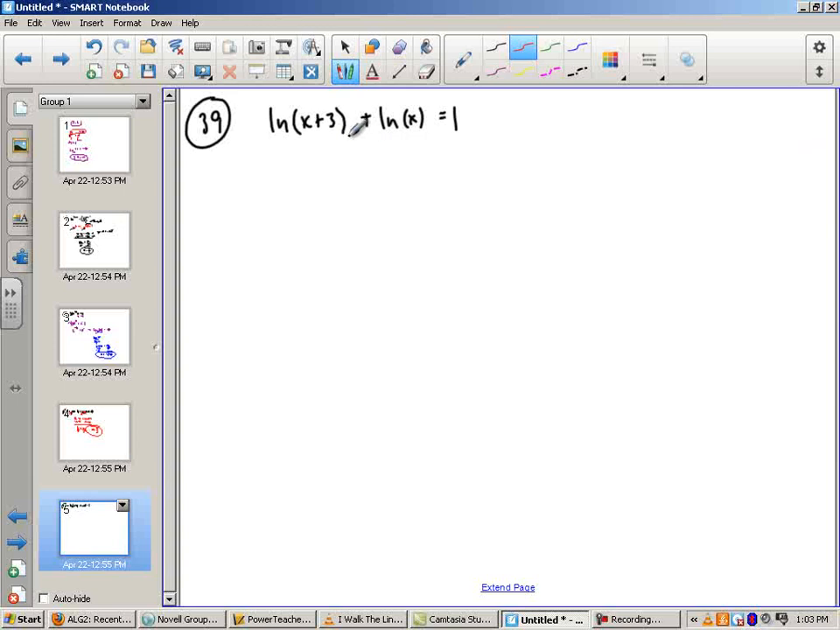And if you remember from 7.5, we know that addition between two identical based logs implies that the insides can be multiplied. So this produces ln of x times x plus 3. So I'm going to distribute, get x squared plus 3x, and say that equals 1. I'm going to remind myself that it's base e. So I can write that e to the 1 power equals x squared plus 3x.